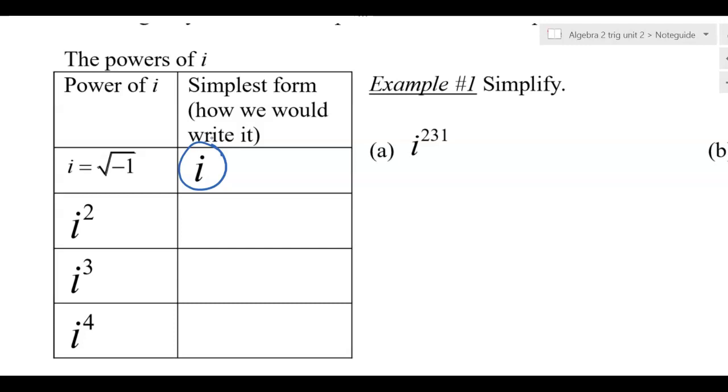What do you think is the simplest way to write i squared based on the definitions that we just talked about? What is i squared? How was it defined by Descartes? Look back at what's on your paper. i squared is equal to what?